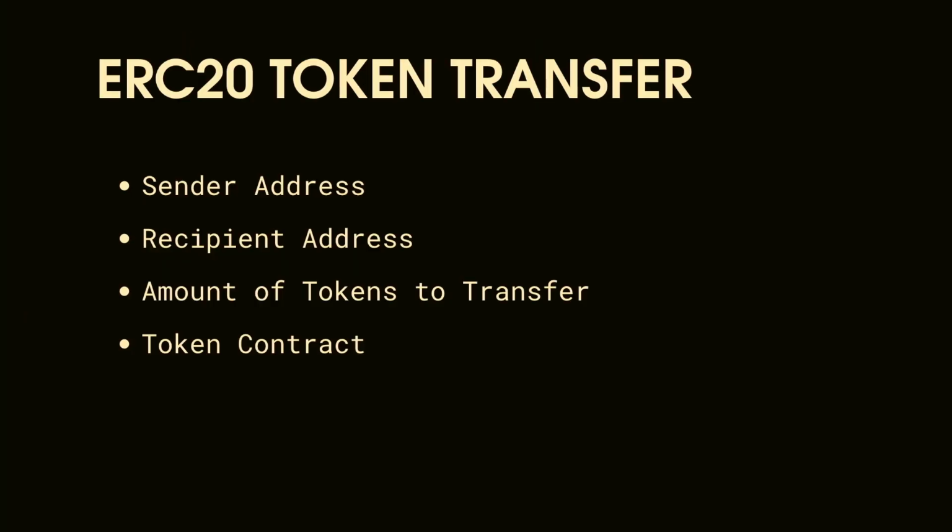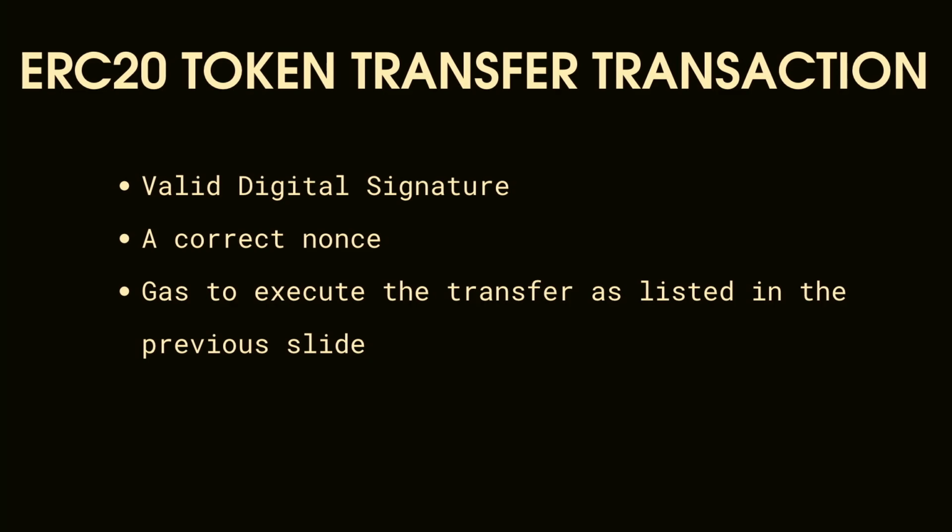So let's look at it from the point of view of an ERC20 token transfer. A few things that you need for an ERC20 token transfer are a sender address, a recipient address, an amount of tokens that you actually want to transfer, and the token contract that this token is associated with. Just the basic things to make sure this transfer can go through. For that transfer to become a transaction, you need these three things: a valid digital signature, a correct nonce, and the gas that you need to execute that transfer, as listed in the previous slide.